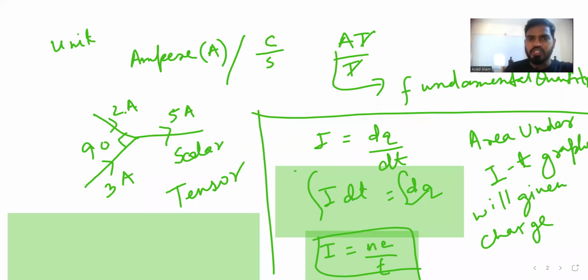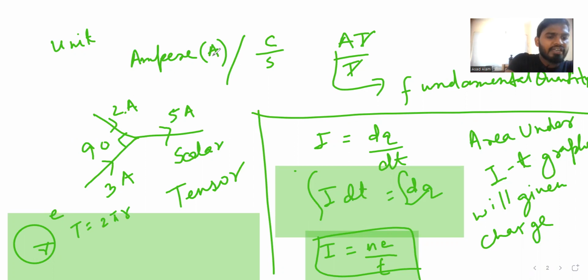In case the electron is revolving with a velocity v in a radius R, we can find the current there also, right? Because it is revolving, there is flow of charge per unit time. So for that we first have to find the time. Let's consider a circle of radius R with an electron revolving. So we can say the time period is 2 pi R by V. We got the time period, right?